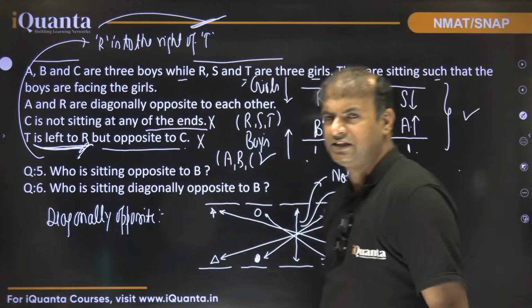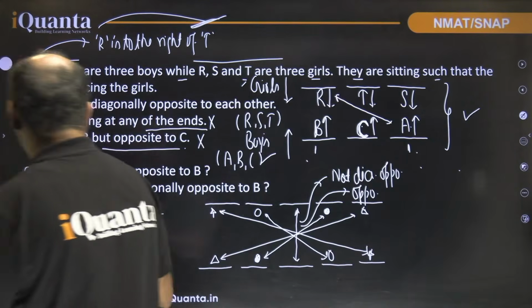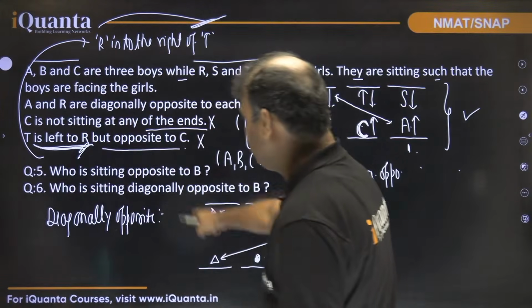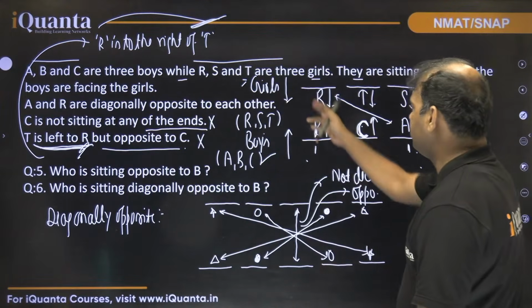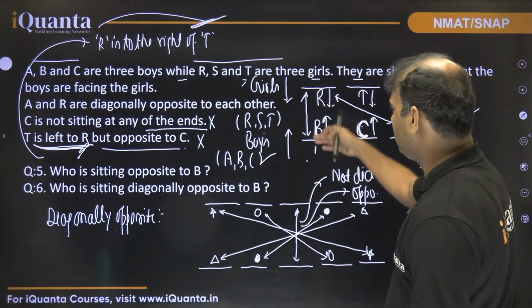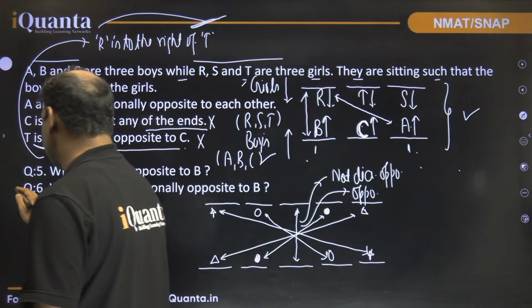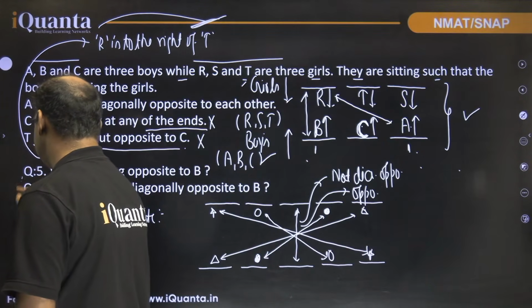That's it guys. This is how we are able to do the whole arrangement. An easy set, as I told you in the beginning, this is an easy set just for the introduction of such kind of sets. Question number 5, who is sitting opposite to B? Opposite is this guys, opposite is still this. This is diagonally opposite and this is opposite. So opposite to B is obviously R. So the answer of question number 5 should be R, right?